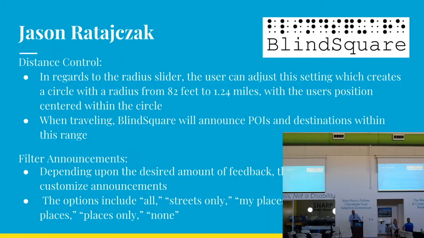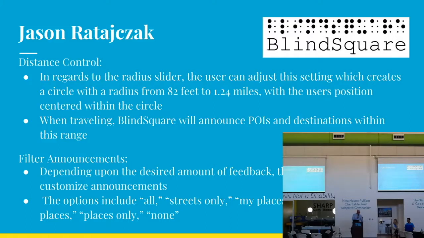I prefer streets only, unless we're searching for a specific objective, because it'll just start announcing everything and anything. But you can choose streets only, you can select all, you can select My Places that you have saved within the app, streets and My Places, and places only.